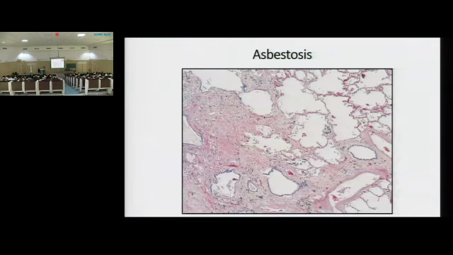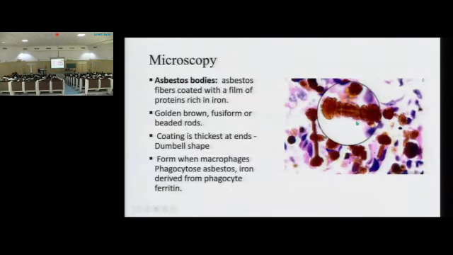So what you will see in asbestosis, again, there will be damage of the alveolar spaces, and they will be replaced by areas of fibrosis. And the classical finding that you will see in histopathology is the presence of asbestos bodies. Right? So what are these asbestos bodies? They are asbestos fibers coated with protein-rich iron material.